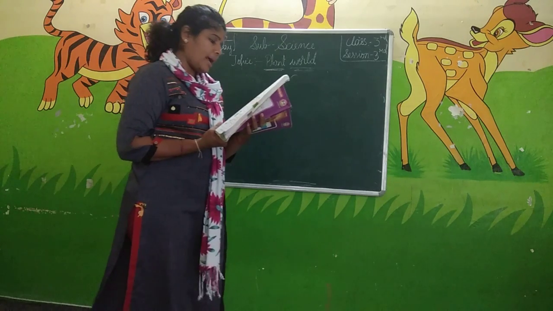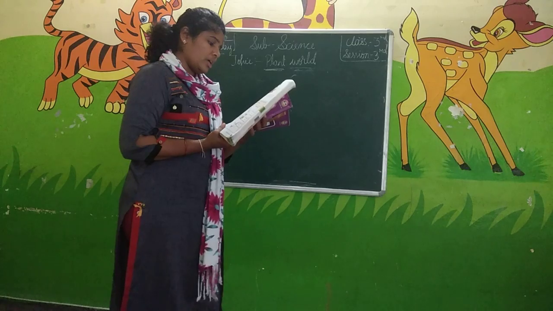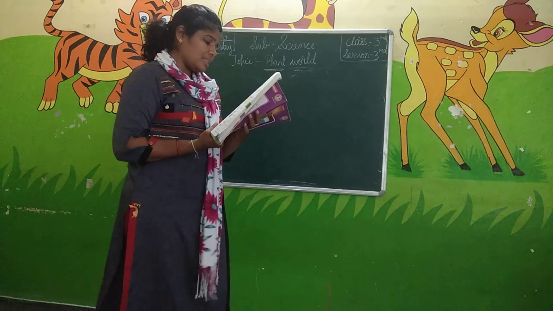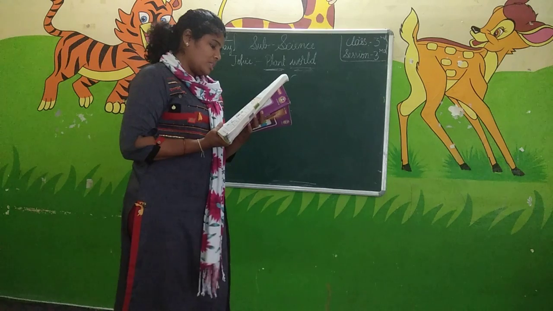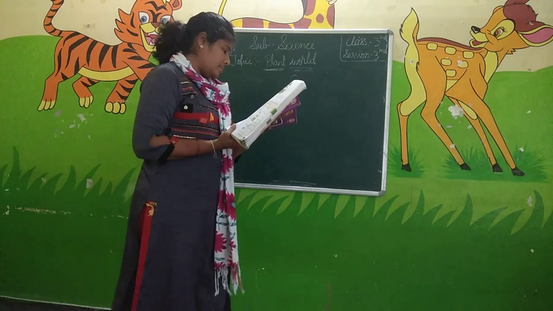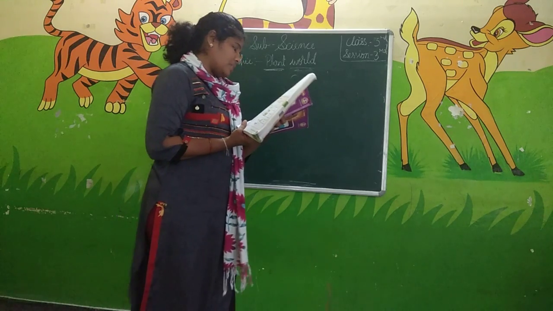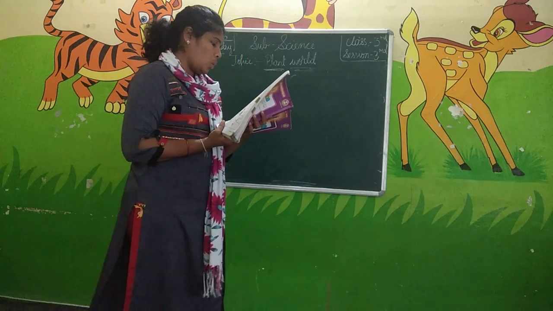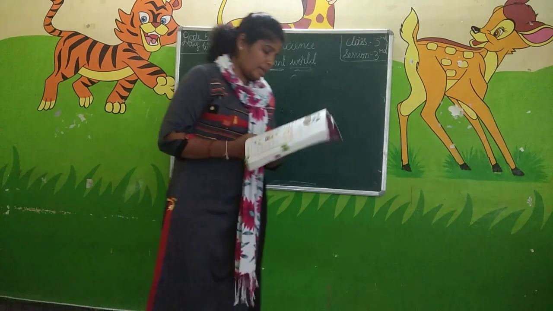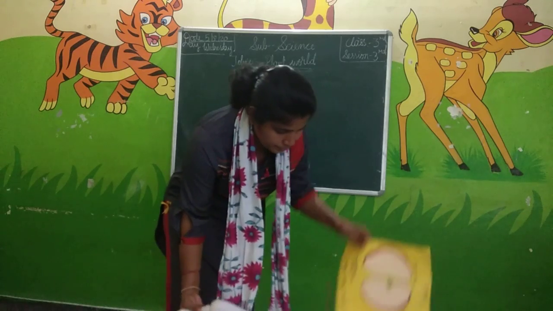It is hard and cannot be broken easily because it has a thick outer covering called a seed coat. It protects the seed. On one side of the seed there is a scar. This is where the seed was attached to the fruit. On top of the scar, we can observe a tiny hole. This hole allows water to enter inside the seed. Now I will show the structure of a seed.